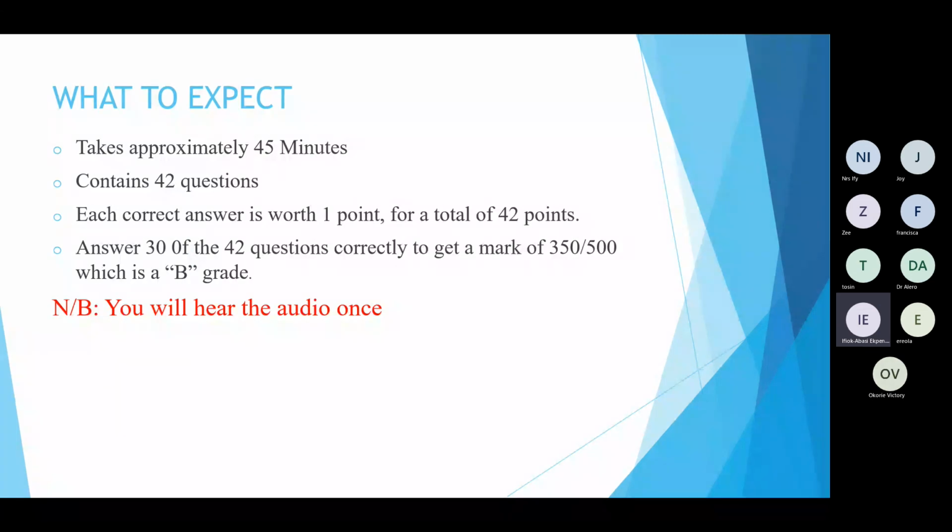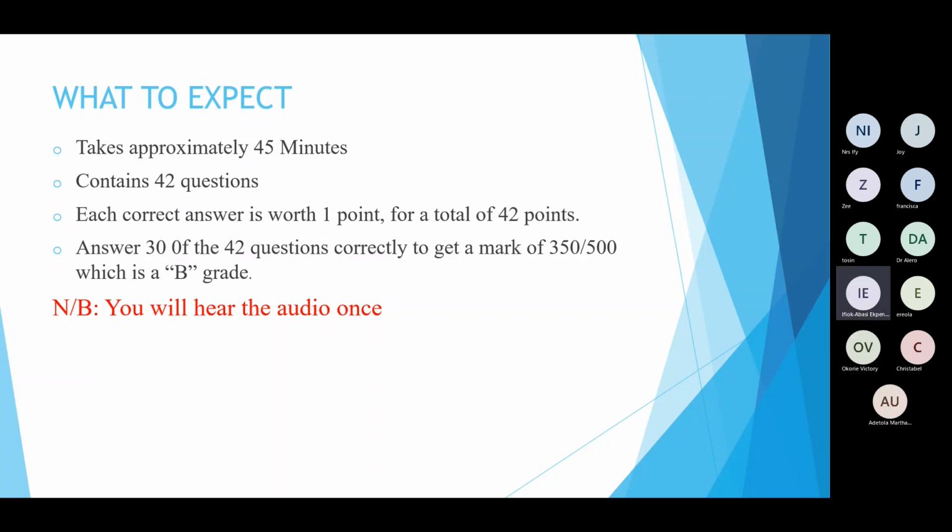Another thing I would like to emphasize in this class is that it's very important for you to know that on your test day, you're going to listen to the audio once. So you have to focus, pay attention, and be determined to listen to everything and then answer your question, because you're going to listen to that once. The audio won't be played twice on your test day, so you must be very, very careful. You must also practice so that you can be ready for your test.